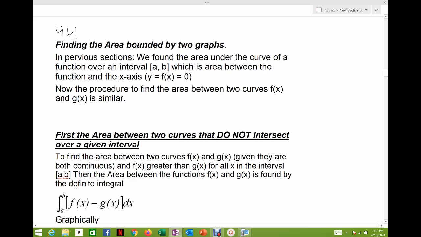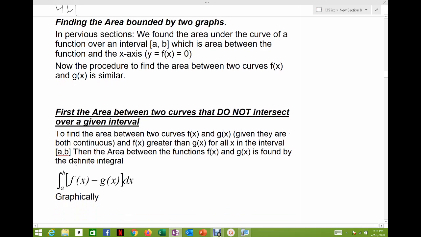Alright, so we're going to do more with area. Last time we did area under piecewise functions, where I had to integrate two different functions over the different pieces of the domain. So we're going to look at this case of two functions. These are going to be two distinct functions, and we're going to find the area bounded by these two functions, or in between the two functions.